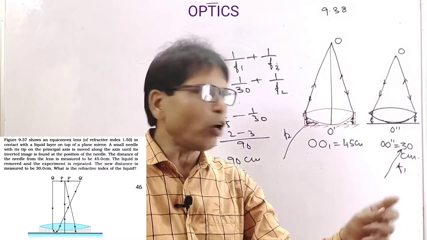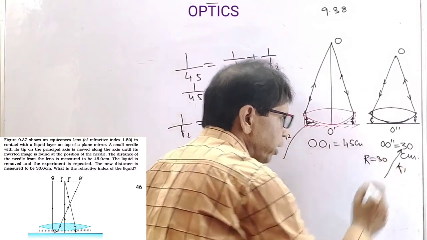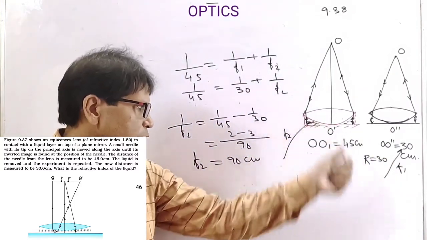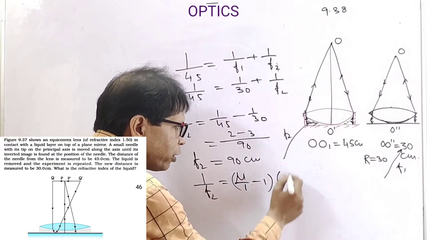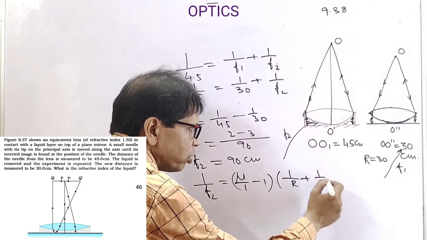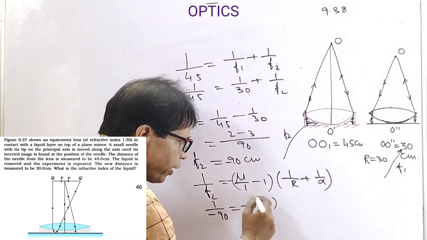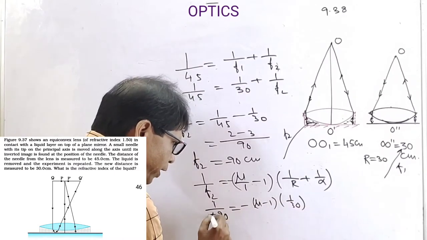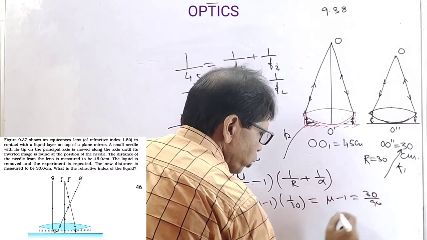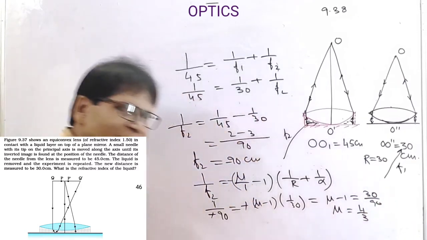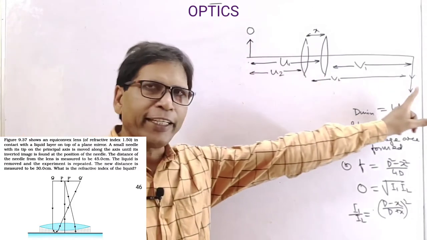If the focal length of the equiconvex lens is 30 cm, then the radius of curvature of each surface is also 30 cm. Now we have to calculate the mu of this liquid. So 1/f2 equals (mu minus 1) times (1/r plus 1/infinity). Now this is 1/(minus 90) equals (mu minus 1) times 1/30. Minus minus cancel out. So mu minus 1 equals 30 by 90, therefore mu equals 4/3. Okay, understood.